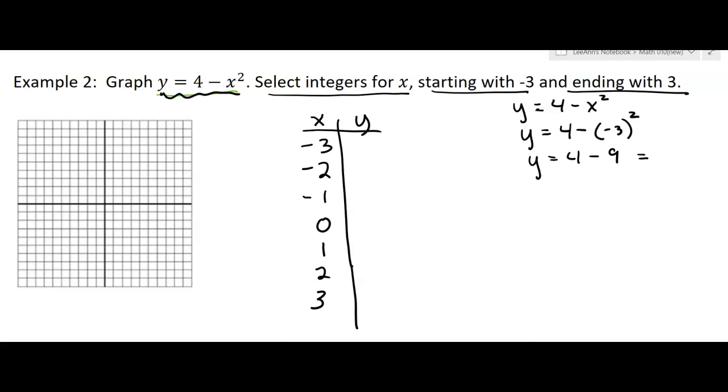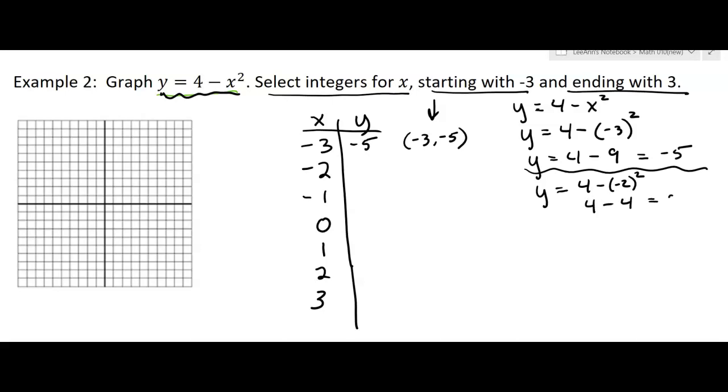And I'm going to run out of space, so I'm going to put -5 over here. Okay? -5. Now that is the ordered pair -3, -5. And a lot of times I don't write the ordered pair over here, but I'm just trying to help you see it. Okay, now let's continue to the next one. Now we're going to plug in -2. That's going to give us 4 minus 4, which is going to be 0.